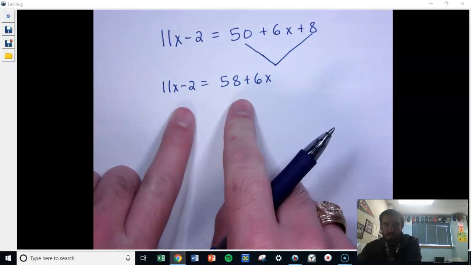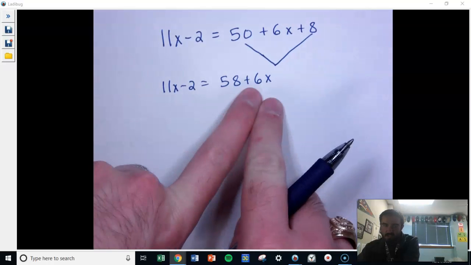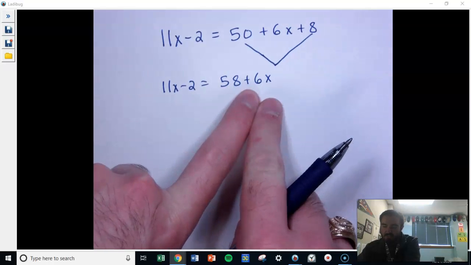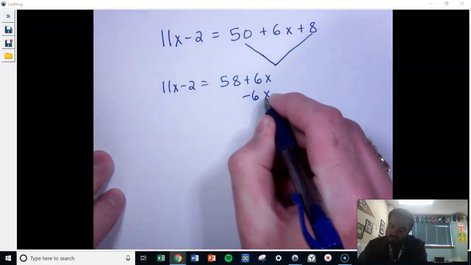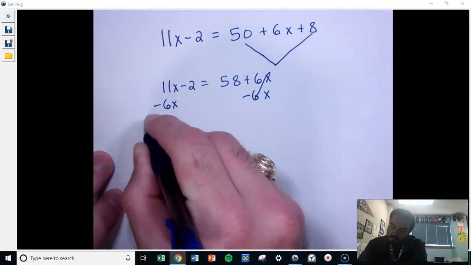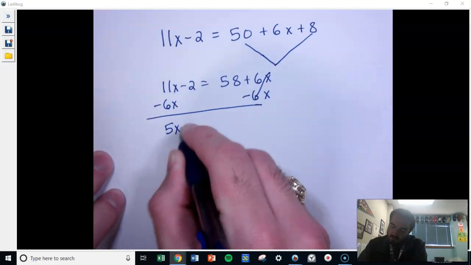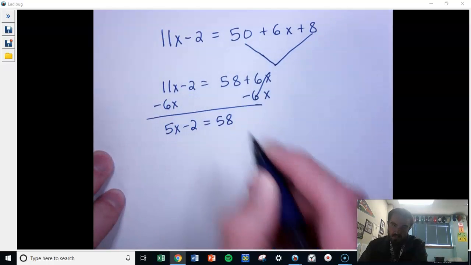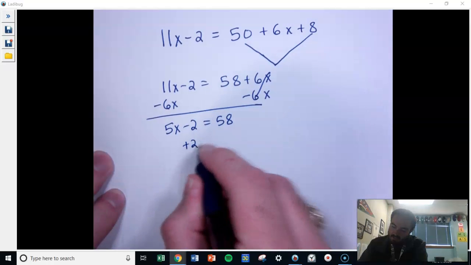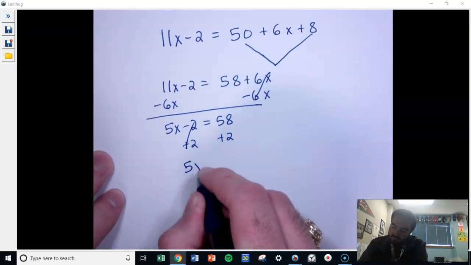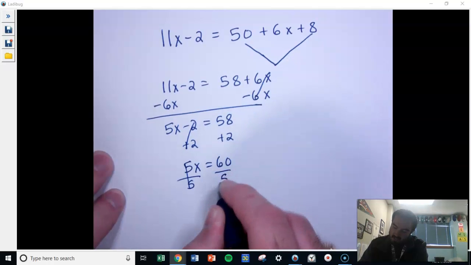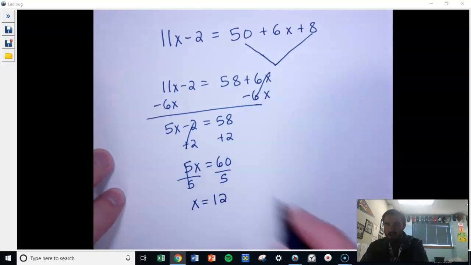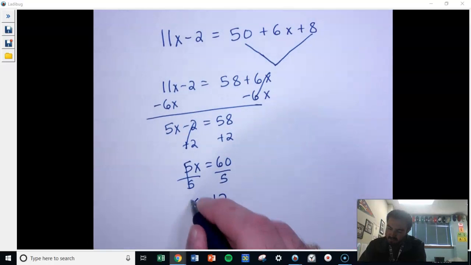We still have x's on both sides. So we want to subtract by 6x on both sides or subtract by 11x. I like to subtract by 6x to keep things positive. 5x minus 2 equals 58. Add 2 on both sides. 5x equals 60. Divide by 5. And x would equal 12. Now, that's what it's asking us for.